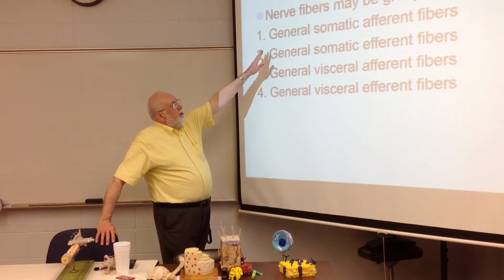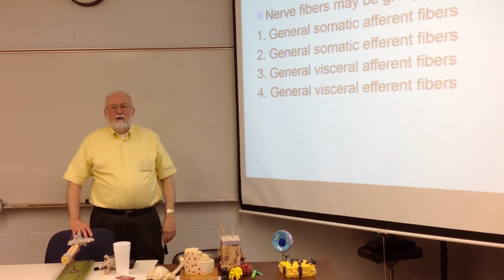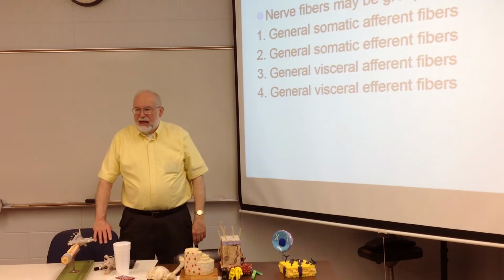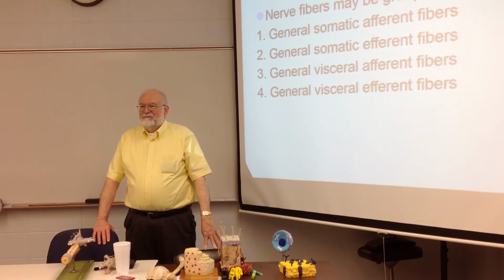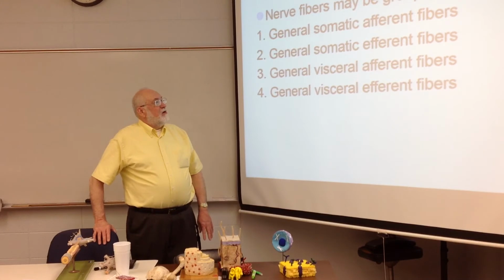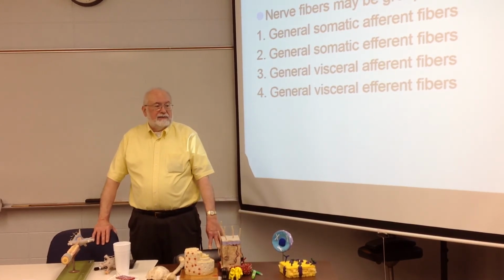All right, if we're talking about general somatic afferent fibers, well, what would afferent mean? What kind of information would they bear? Coming in, afferent coming into the central nervous system. Motor? Sensory. That's sensory info. All right? Now, somatic, well, that's probably out in things like the skin and the muscles. Okay?